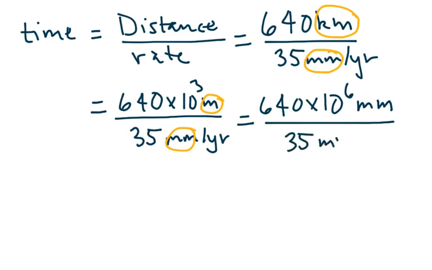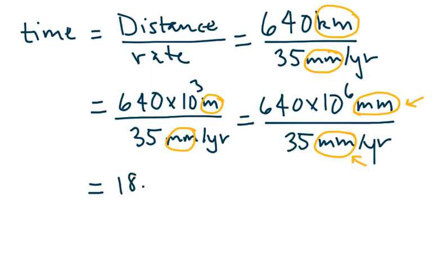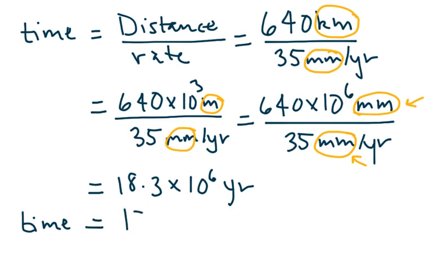All right, and again we'll divide by the rate. And now we can see that the units are in fact the same. So we have millimeters in the numerator and millimeters in the denominator, and that's what we need. So now we can go ahead and divide those two numbers, and we're left with a very large value of 18.3 times 10 to the 6th years, and this is equivalent, so our total time, this is equivalent to 18.3 million years.